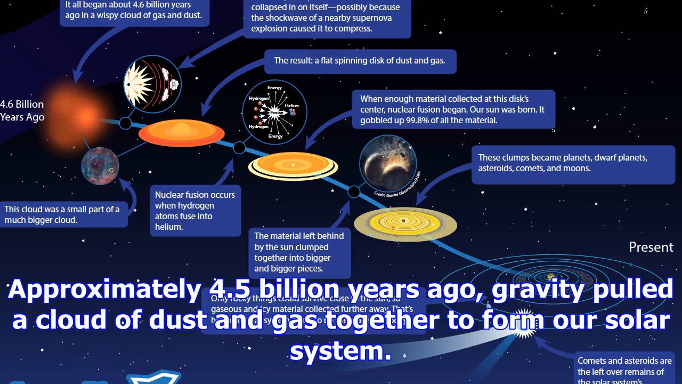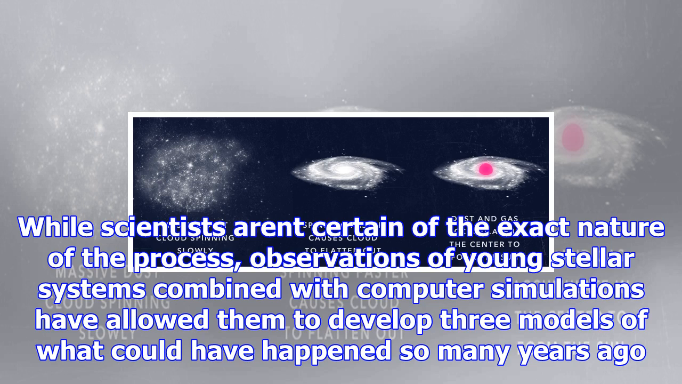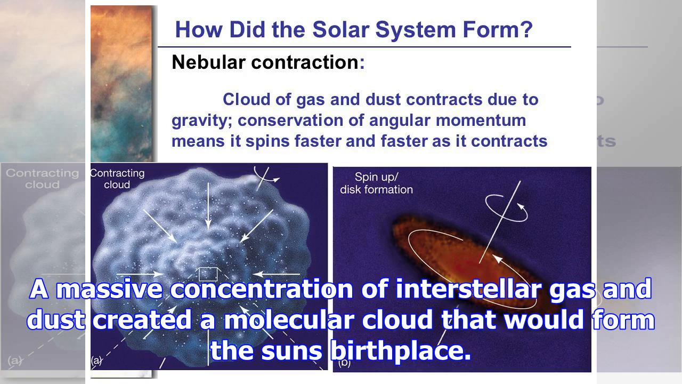Approximately 4.5 billion years ago, gravity pulled a cloud of dust and gas together to form our solar system. While scientists aren't certain of the exact nature of the process, observations of young stellar systems combined with computer simulations have allowed them to develop three models of what could have happened so many years ago.